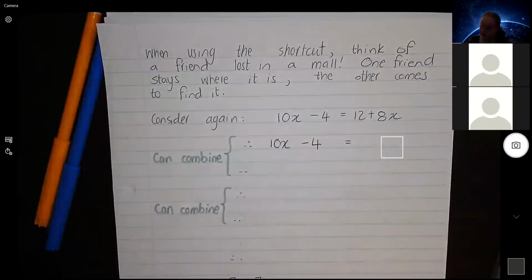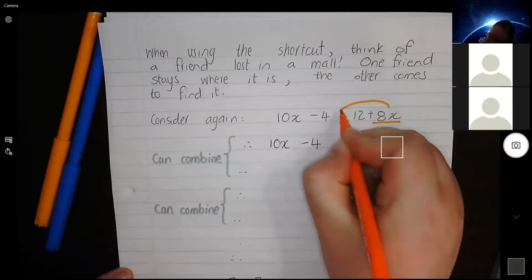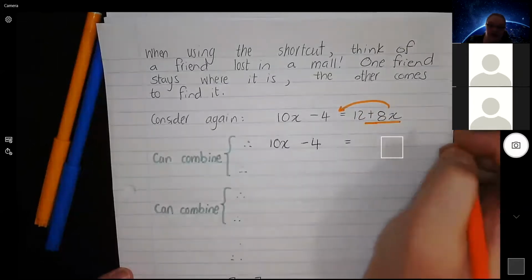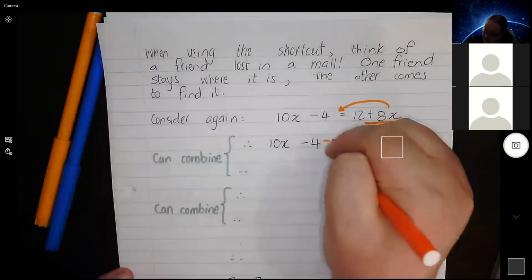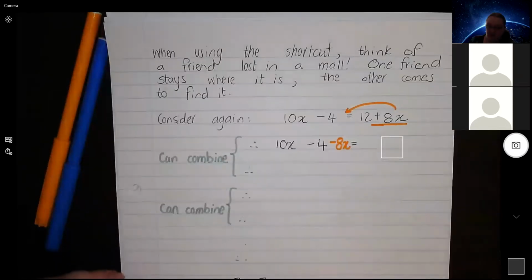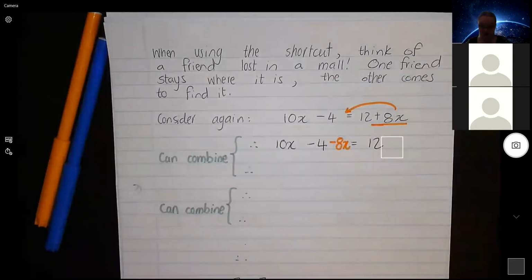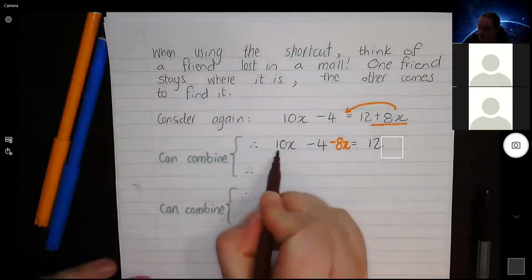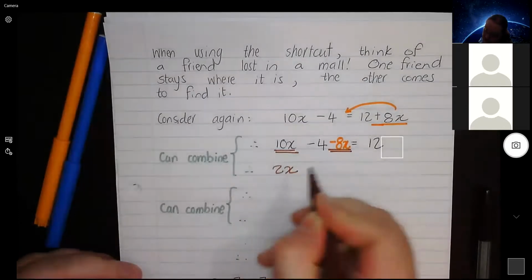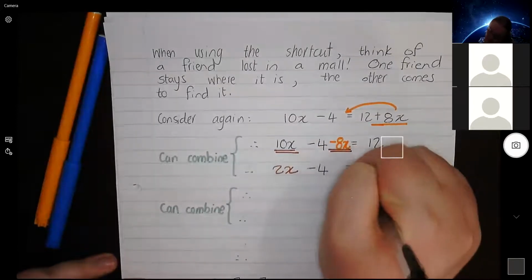And now what I'm going to do is I'm going to bring this 8x over to the left-hand side. But it needs to change its sign. It was positive, so now it becomes negative. Okay, and the 12 just stays where it is. We're only working with the x's right now. Okay, so 10x minus 8x gives me 2x. And now I have 2x minus 4 equal to 12.